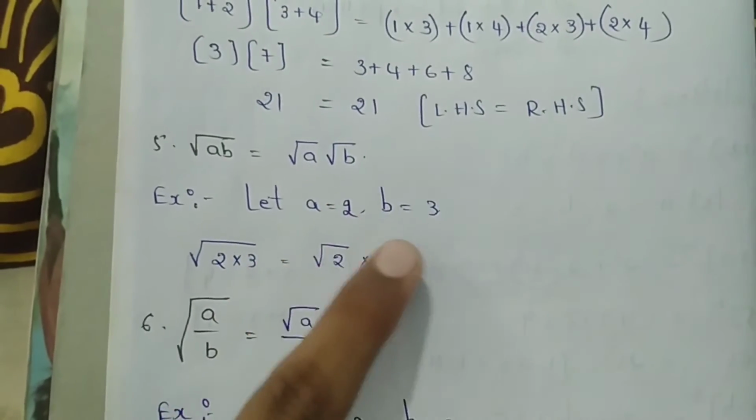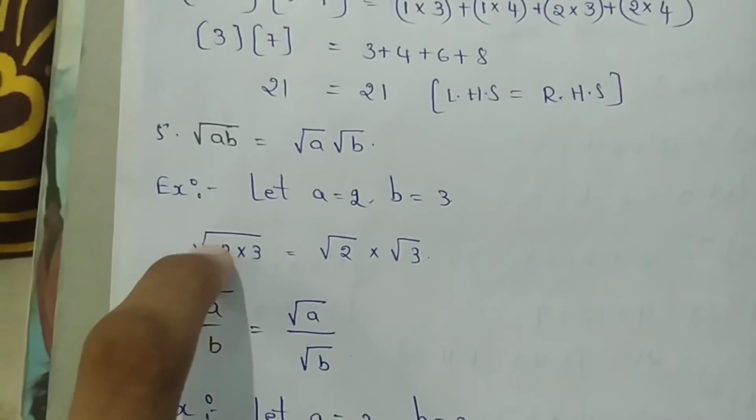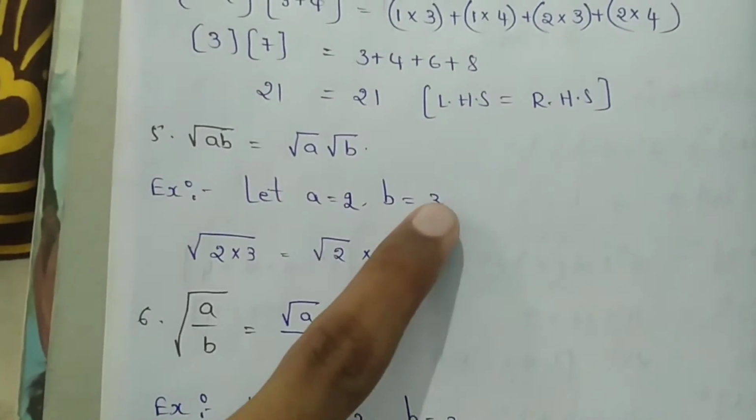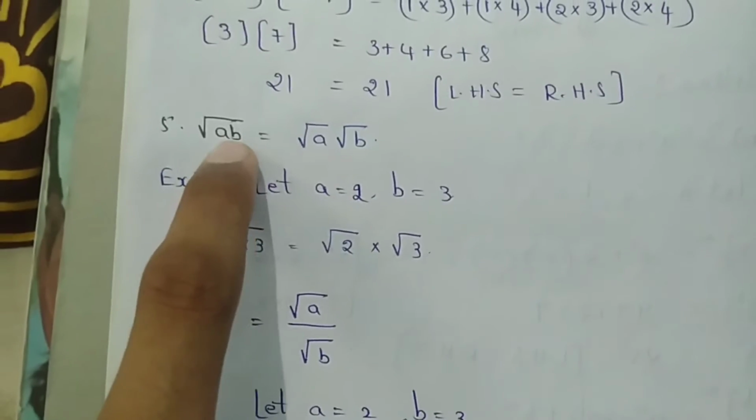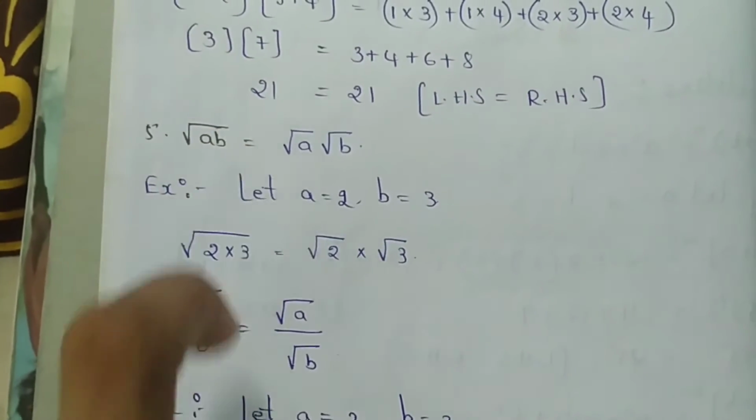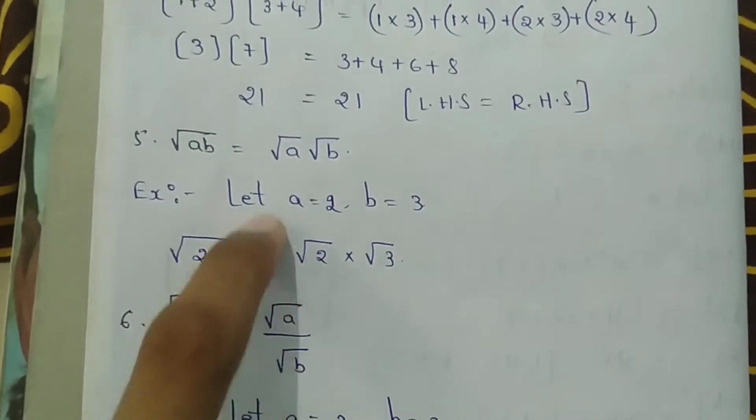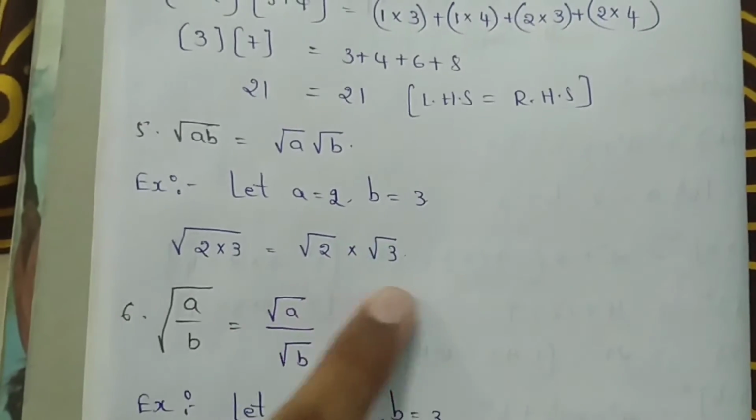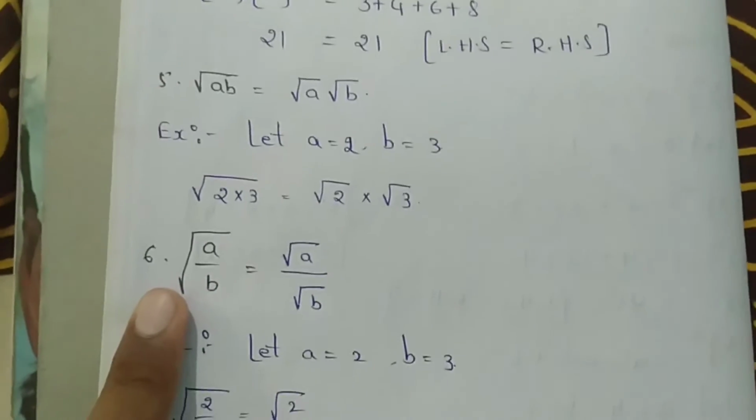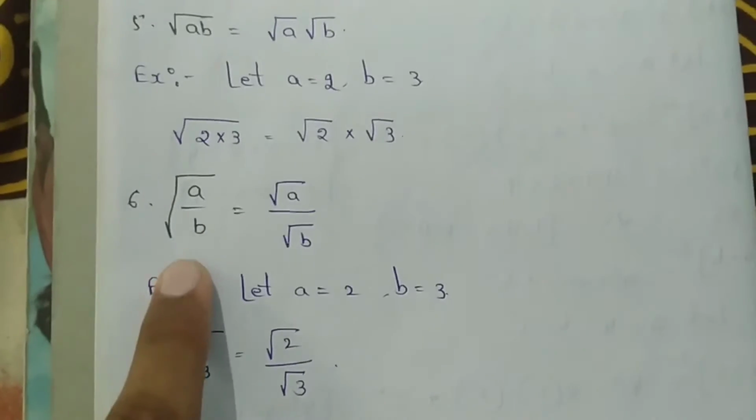Let A equals 2 and B equals 3. Root A means root 2, root B means root 3. Root 2 into root 3. See, in this gap there is no sign, so we have to take into. 2 into 3 is equal to root A into root B, which is root 2 into root 3. Understand? Like this we have to write.